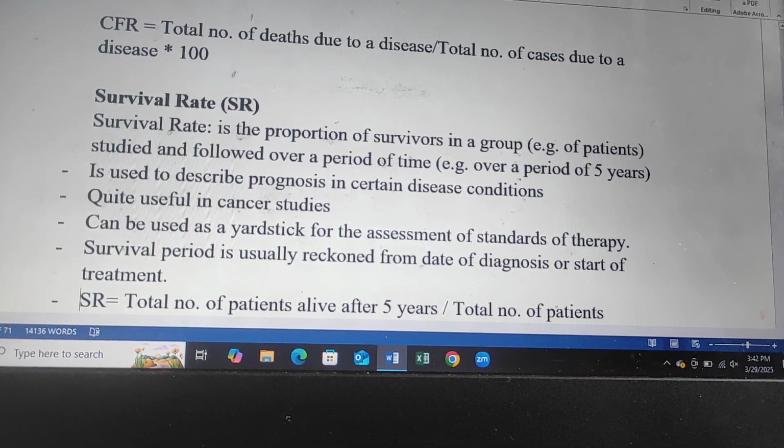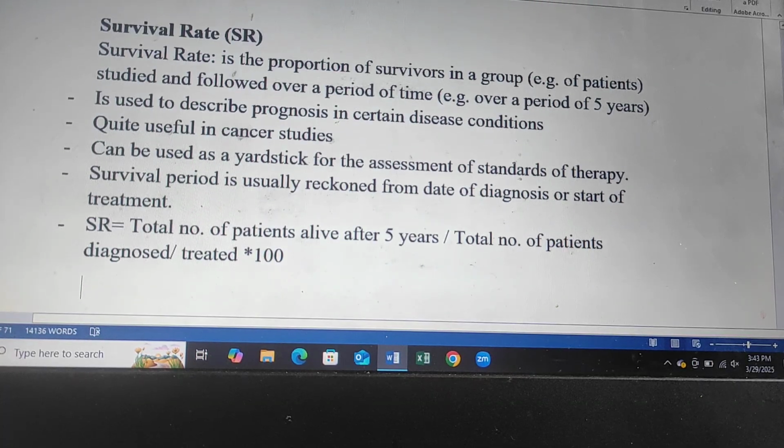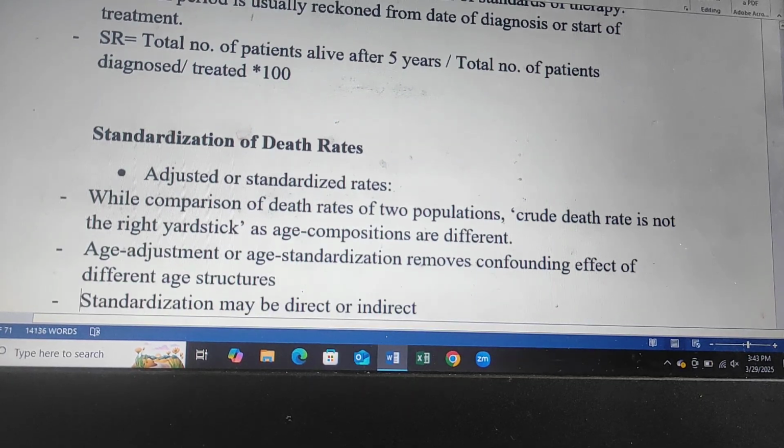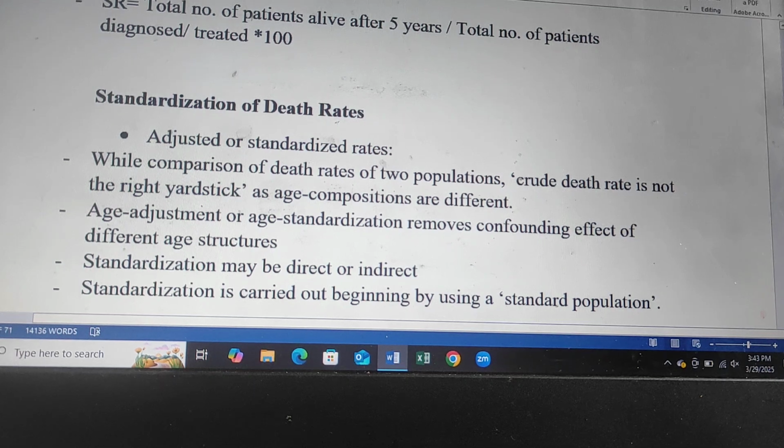Quite useful in cancer study, it can be used as a yardstick for the assessment of standard of therapy. Survival period is usually counted from date of diagnosis or start of treatment. Survival rate is the total number of patients alive after 5 years divided by the total number of patients diagnosed and treated, per 100. Standardization of death rate, adjusted or standardized rate.